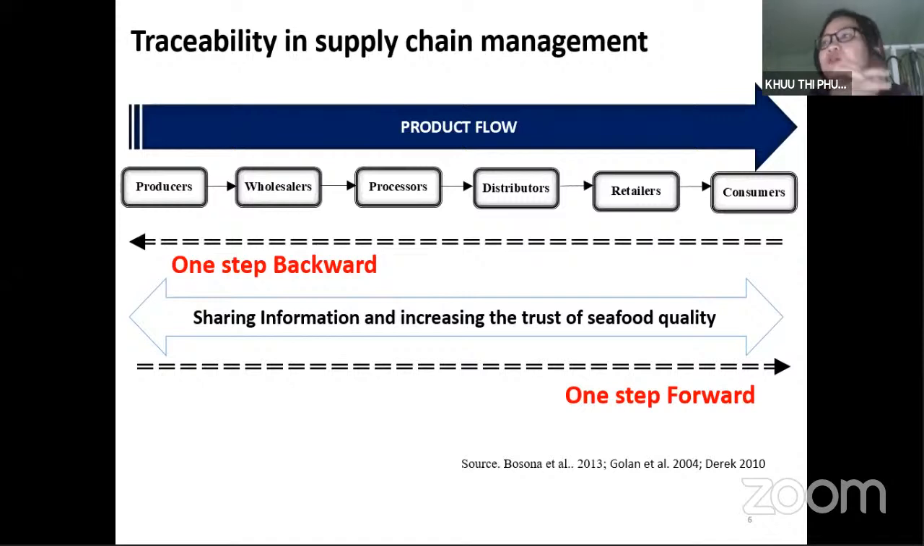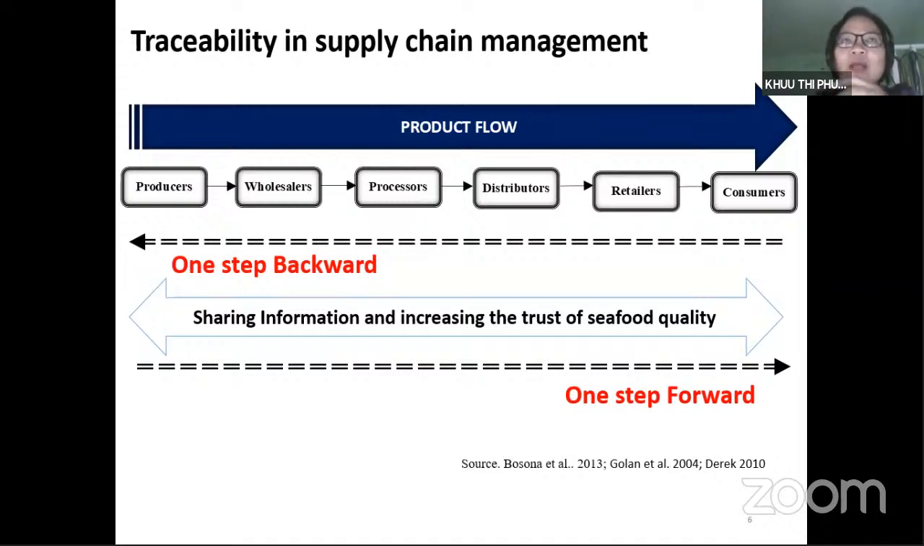The most important thing about traceability is you have to think about how to share information one step backward and one step forward along the supply chain. And I have to confirm that traceability by itself is not a food safety standard like MSC or ASC. No, it's only a tool to manage the information. And when you apply traceability, it doesn't mean that the food products are safe. No.